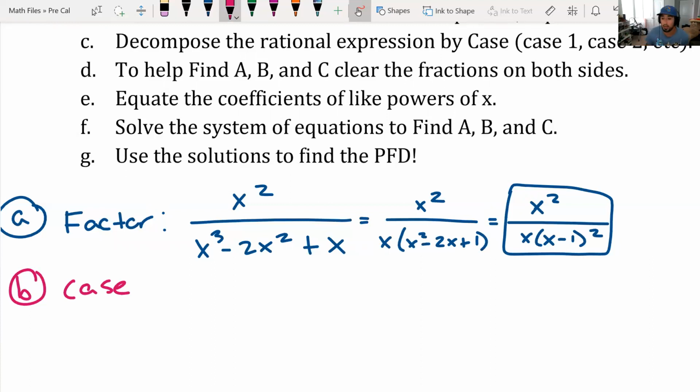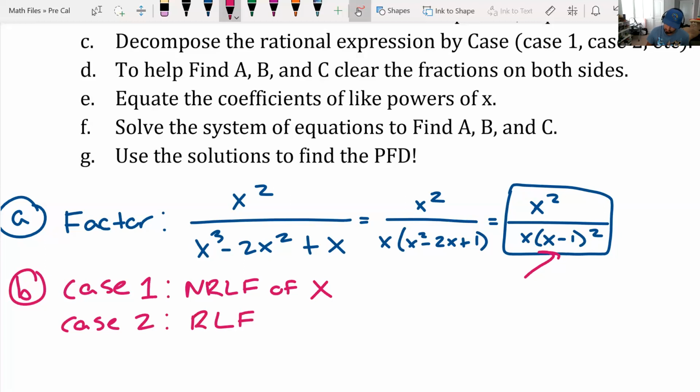Here's our cases. All right. So we see that we have a non-repeated linear factor of x. So that's going to be a case 1. And then we have x minus 1 squared, which means that is a case 2. We have a repeated linear factor of x minus 1 squared. So this will be a case 1 and case 2 combined. So we have that, which means we can move to the breakdown.